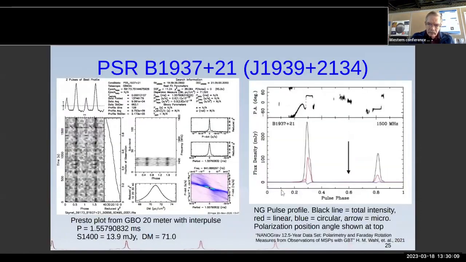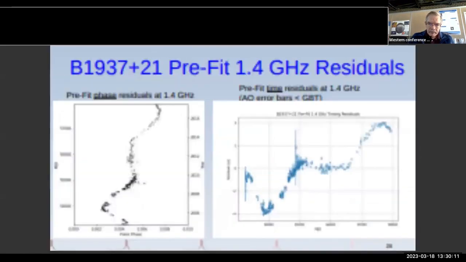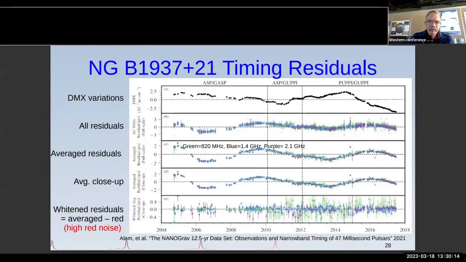Then the bottom one shows what they call the whitened residuals. So whitened residuals are taking the averaged residuals that you have here, and then they subtract out the red noise model. The red noise model is what comes back from your Bayes modeling in Enterprise. And in this case, this particular pulsar has a high red noise model, meaning the red noise exceeded a threshold of what they expected and exceeded threshold of others.